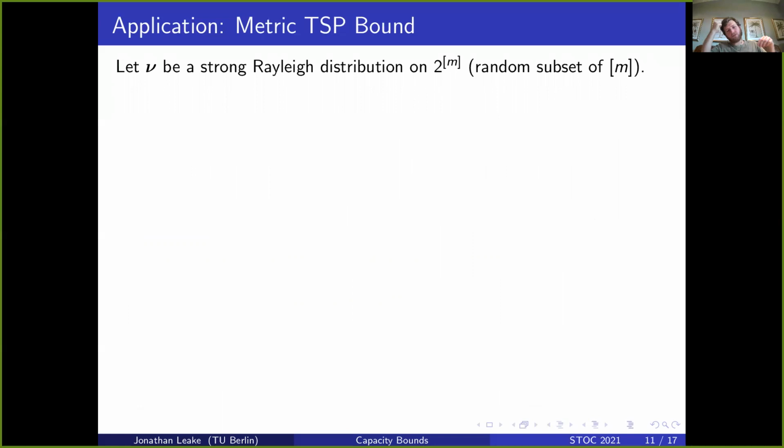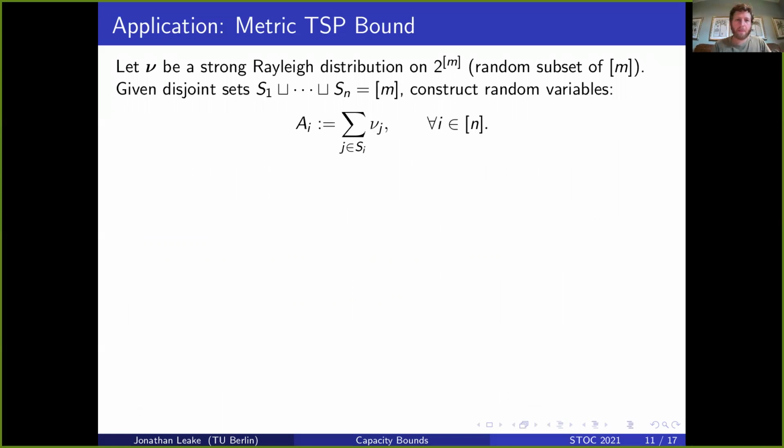Okay, so this is how it goes. So now we're going to have some strong Rayleigh distribution, where now your degree vectors are all 0, 1. And what that corresponds to is picking a random subset of 1 through m. And we're going to construct another distribution, basically by partitioning 1 through m into a bunch of sets and summing all of the marginals within those sets. So this makes some new distribution, which I've denoted by these capital A_i, and it turns out this process preserves the property of being strong Rayleigh. So this A_i gives us another strong Rayleigh distribution.